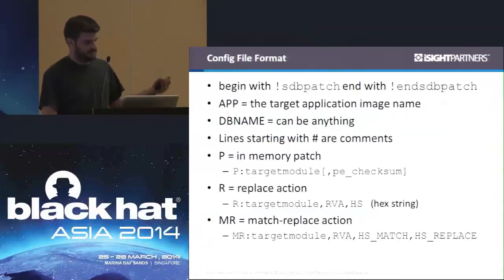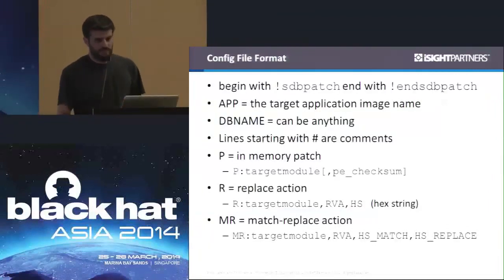Within a P tag, you can have R or MR. R does a replace action. I think looking back, I probably should have called this a write action. It makes more sense, but when I originally did this, I called it replace, so it's all over the place now. It makes more sense to just call it write. So write, you have a target module again, the RVA, and a hex string of bytes that you want to write to that particular RVA.